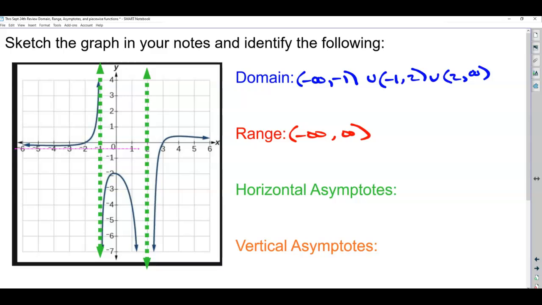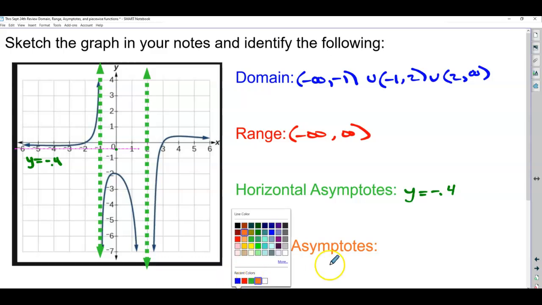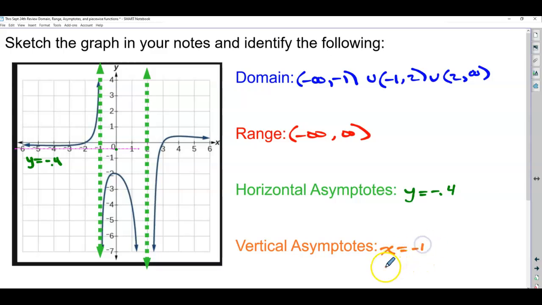My horizontal asymptotes, those are as we approach the far, far left or the far, far right. Well, we can see this line. I'm going to have to make a slight guess because we don't have the function itself. I'm going to call that, let's say, -0.4, maybe 0.3. But the horizontal asymptote is -0.4. If you said something close to that, you'd be fine. And then we already identified the vertical asymptotes. Those are the two vertical dotted lines, and they're at x equals -1 and x equals 2.